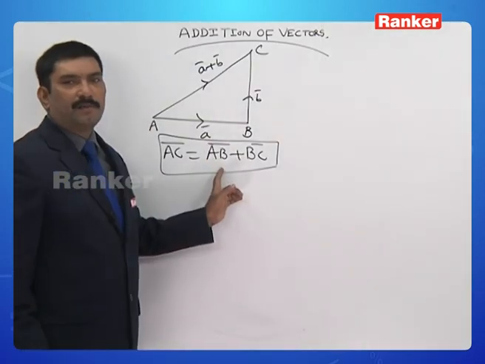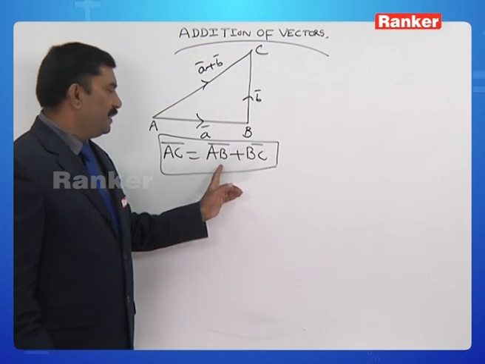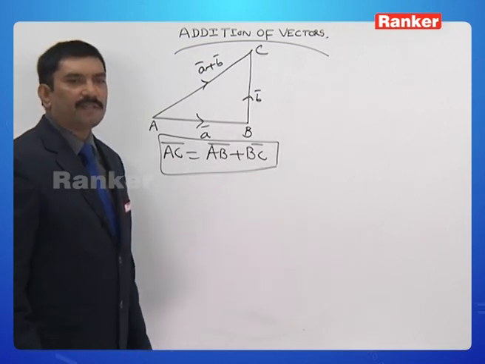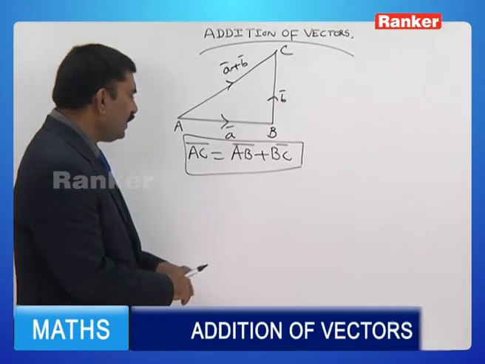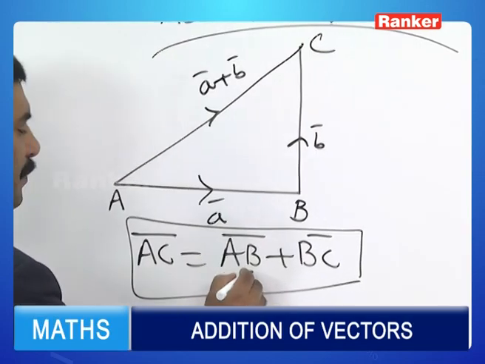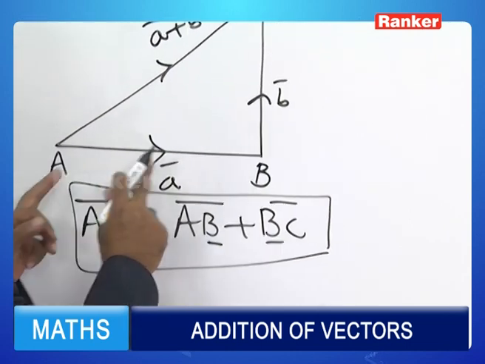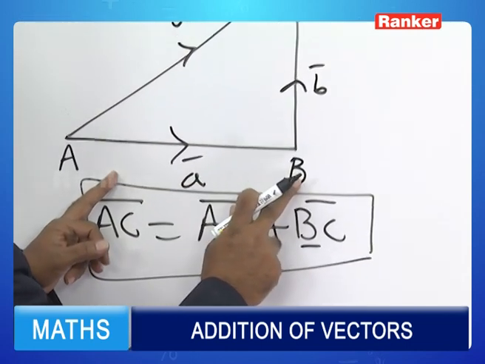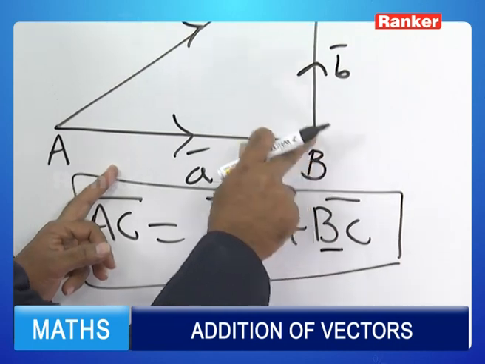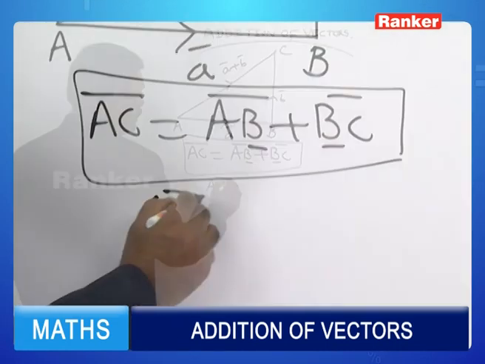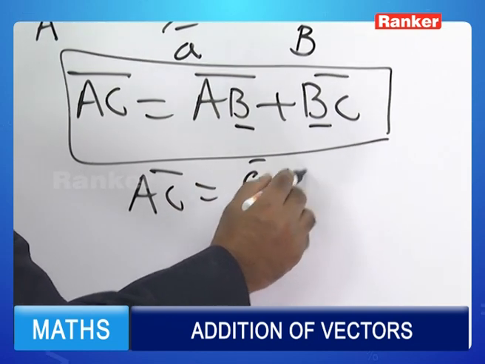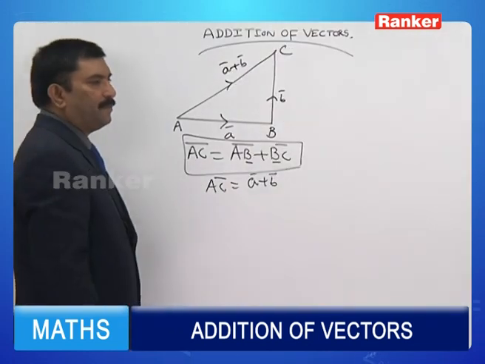Look here, AC bar is equal to AB bar plus BC bar. It means the terminal point of the first vector coincides with the initial point of the second vector. So this is the terminal point of the first, and the initial point of the second. This is for the first vector A bar. B is the terminal point, and it is an initial point for the second vector. So therefore, AC bar is equal to A bar plus B bar.